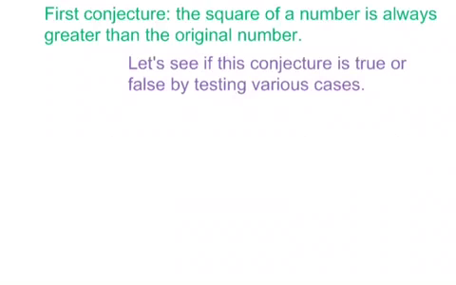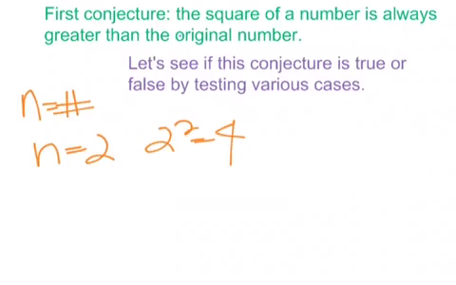All right, so first conjecture: the square of a number is always greater than the original number. Let's see if this conjecture is true or false by testing a couple different cases. Let's say that n equals a number. Let's do n equals 2, and then 2 squared is going to equal 4. So here, this square is bigger than the original number.